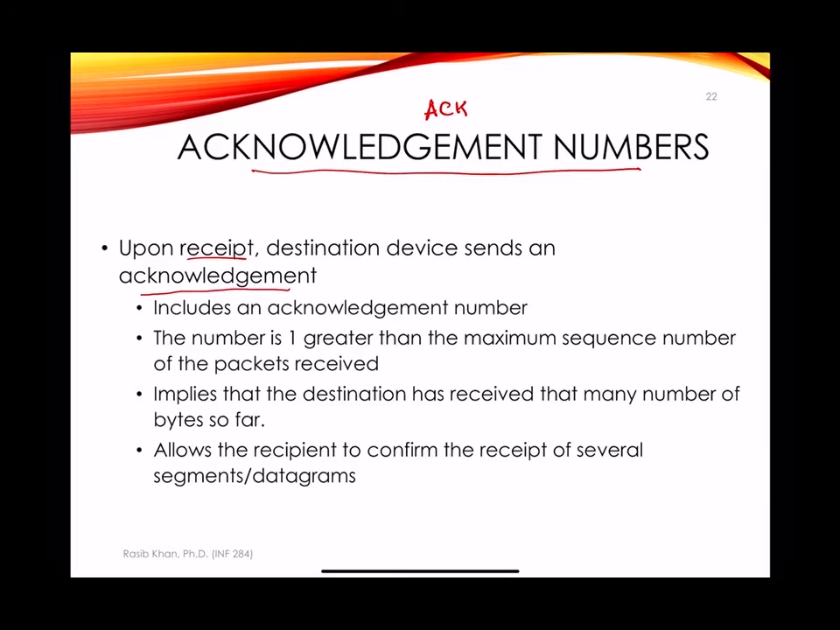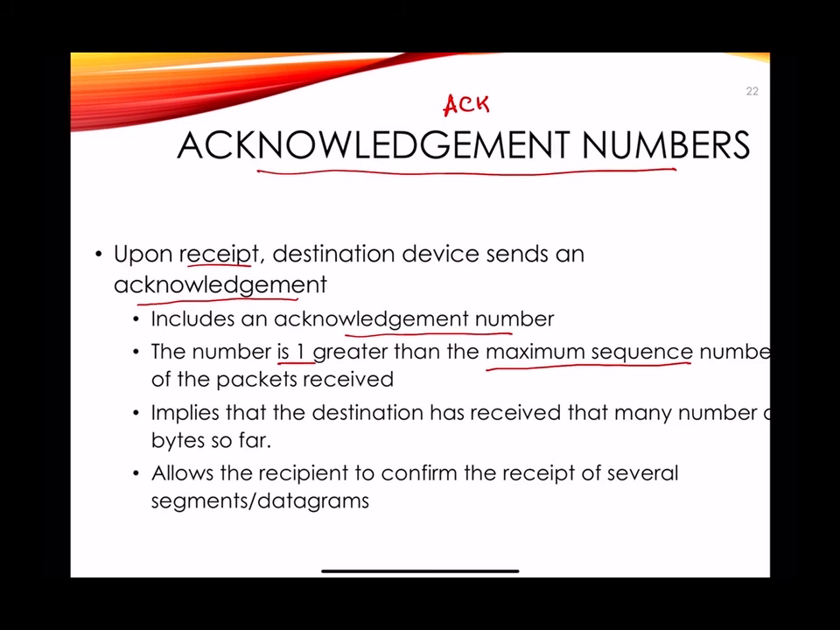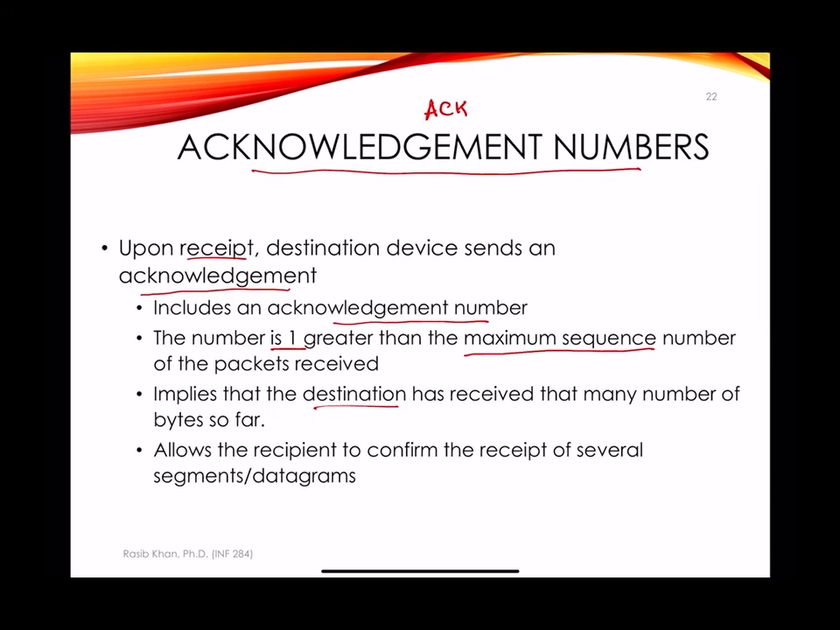So the acknowledgement that is sent from the receiver back to the sender includes the ACK number. And the way that this ACK number is generated is actually pretty simple. It is just one greater than the maximum sequence number that has been received so far. So if you are sending over 10 bytes, the ACK that is expected by the sender is 11. And this implies that the destination has received that many bytes so far. And the eventual result is that it allows the recipient to confirm the receipt of the several segments which are being sent one after another by the sender.